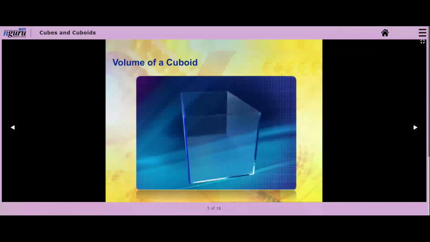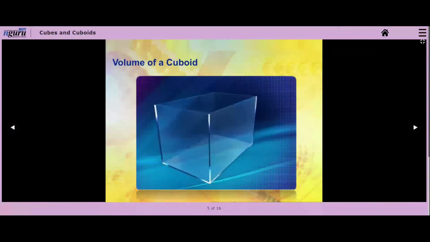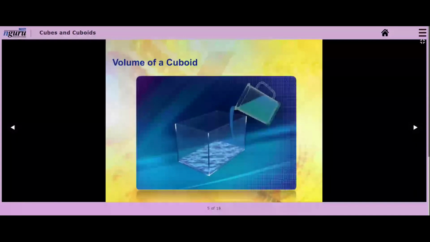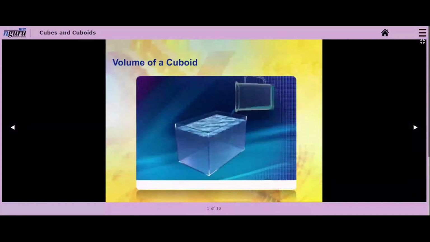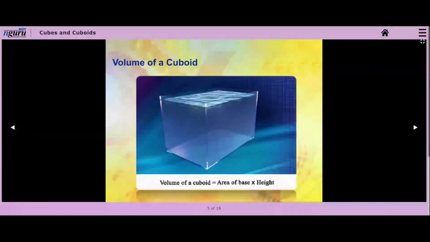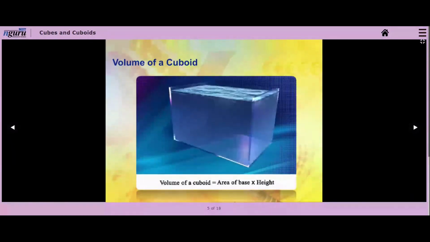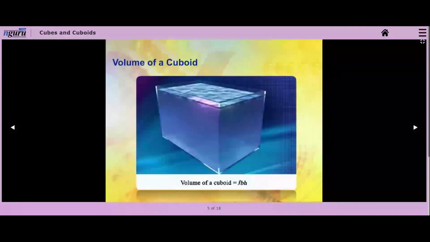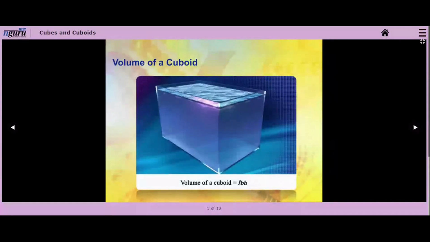Let's perform an activity to find out the volume of a cuboid. Consider a vessel with length L, width B, and height H. Pour any liquid into it. What do you observe? The liquid first covers the base and then rises. Hence, the volume of the cuboid, which is equal to the volume of liquid that can be poured into it, is equal to area of the base into height. The area of the base is L multiplied by B. Therefore, the volume of a cuboid is equal to the product of L, B, and H.